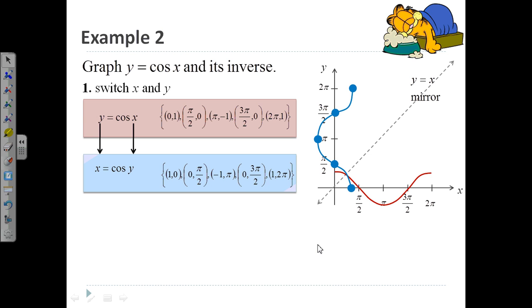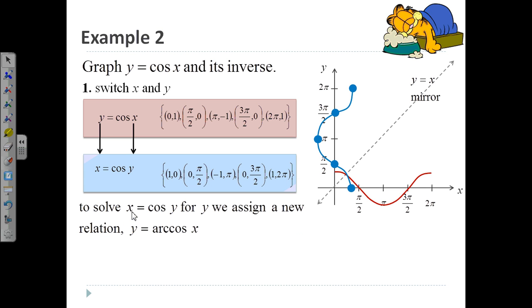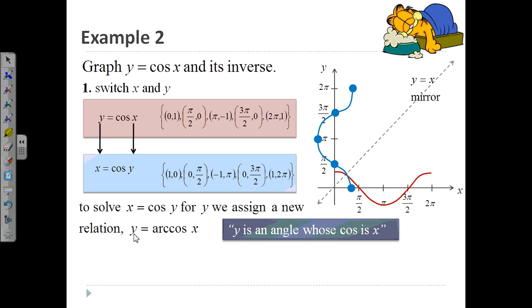All right, so what happens is we have this equation of x equals cosine y. And when we want to talk about an equation, we typically like to have it in the y equals format. So when you take x equals cosine y and you solve for y, we created a new notation, if you will, and we call that arc cosine. So this x equals cosine y is the same as y equals arc cosine x. And what this actually means is y is an angle whose cosine is x.